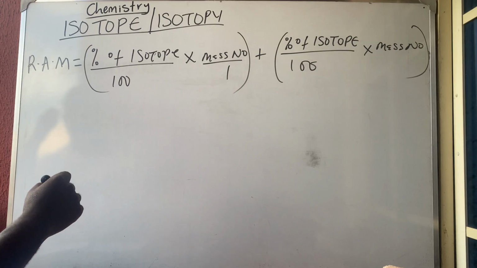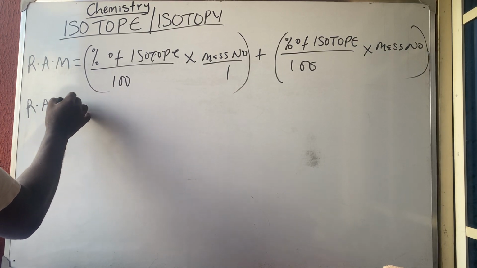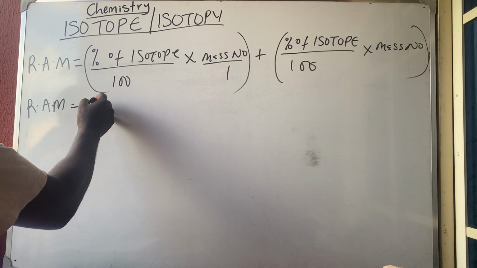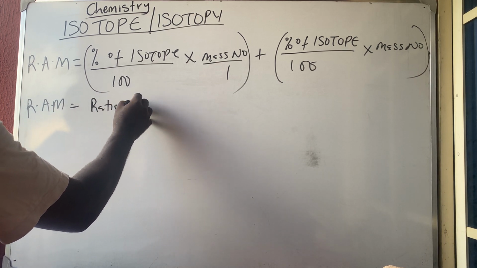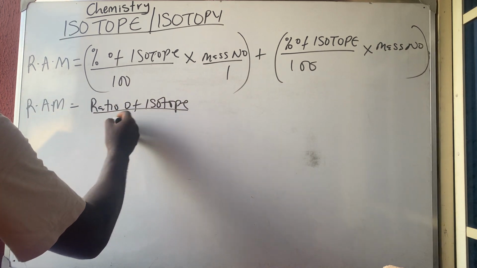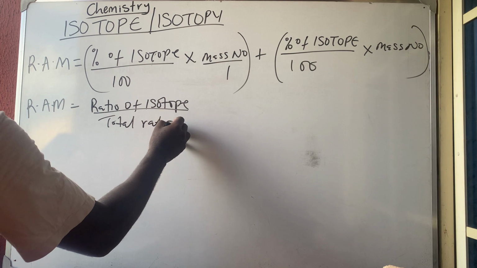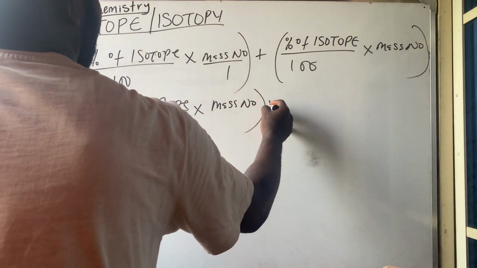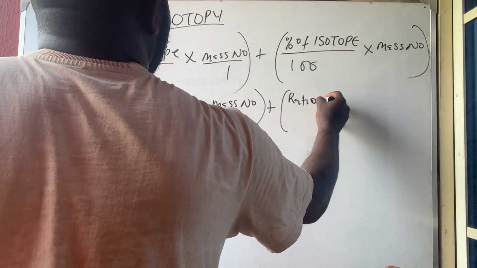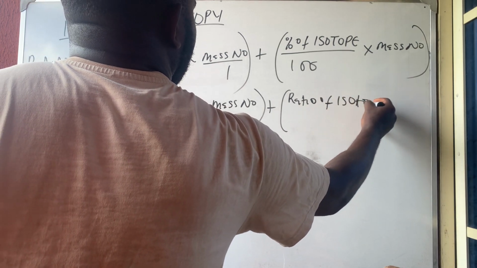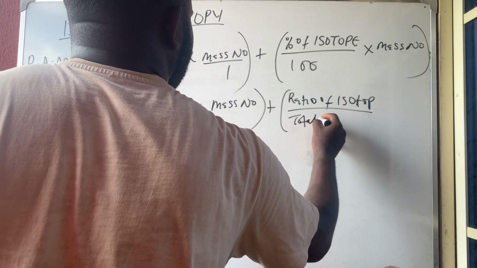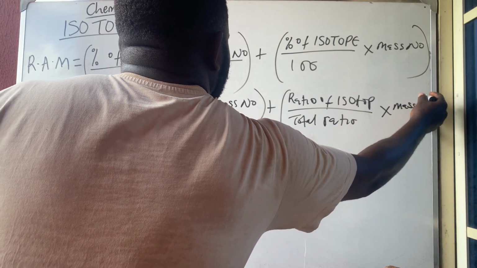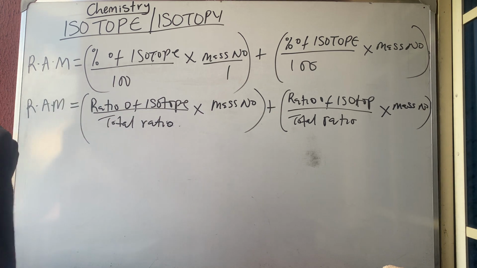If there are three, you do the same thing. Or you say that the relative atomic mass of an atom or element is equally the ratio. We can do it in terms of ratio: ratio of the isotope all over the total ratio times the mass number of that particular one, plus the same thing again: ratio of isotope all over the total ratio times the mass number. Okay? So this is a very, very simple formula to remember.